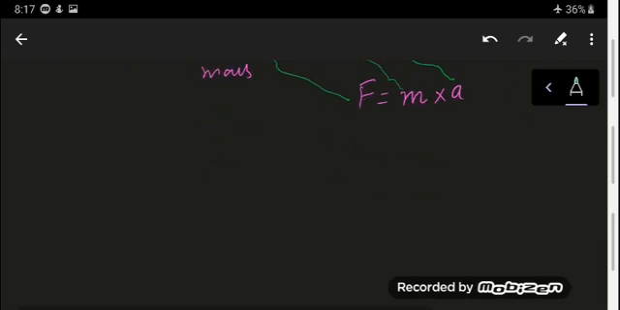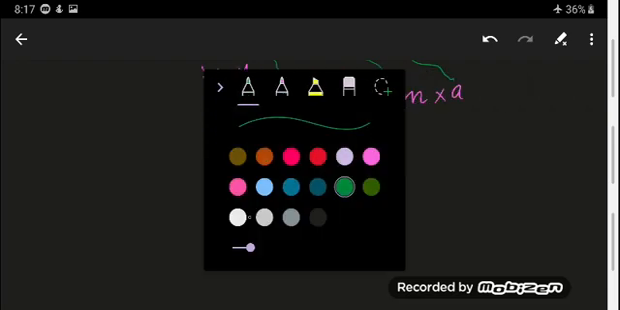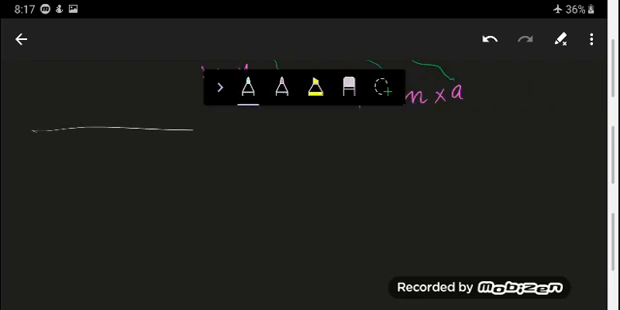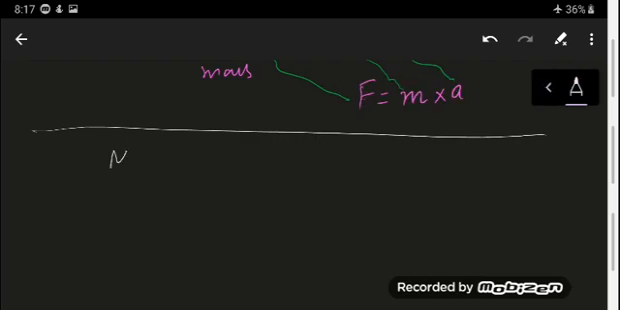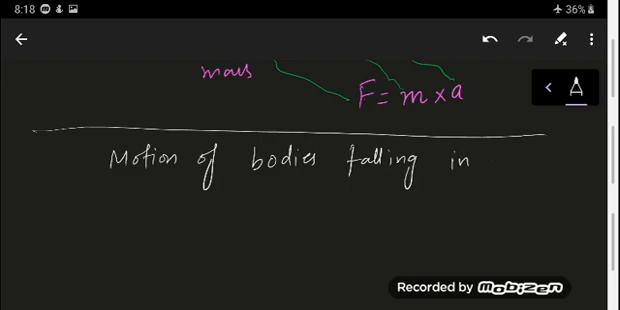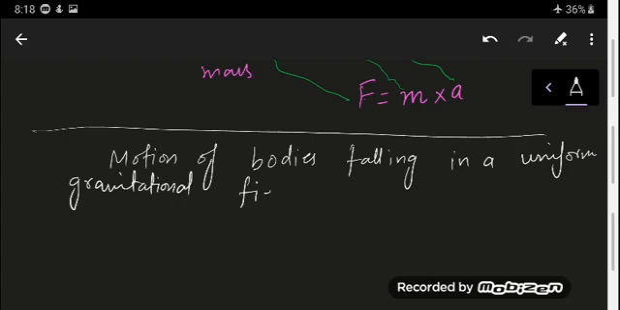Right? So let's just consider that. So motion of bodies falling in a uniform gravitational field without air resistance. So this thing is very important, this thing without air resistance.